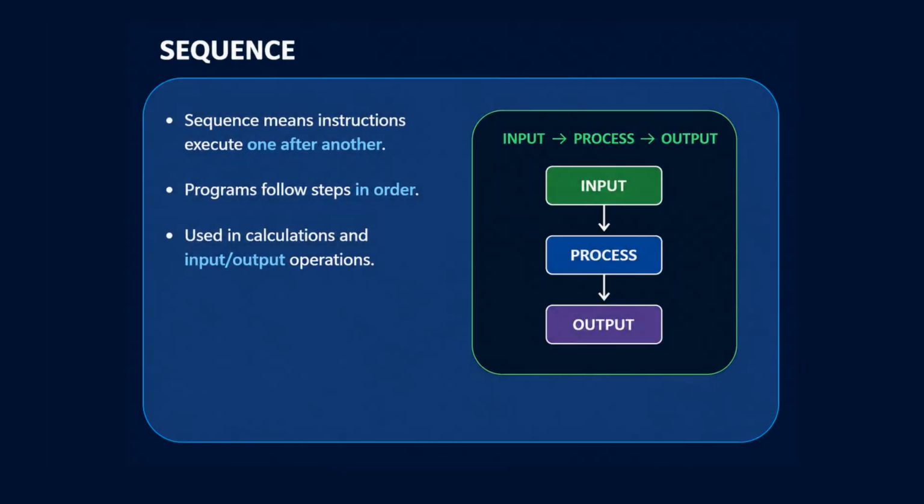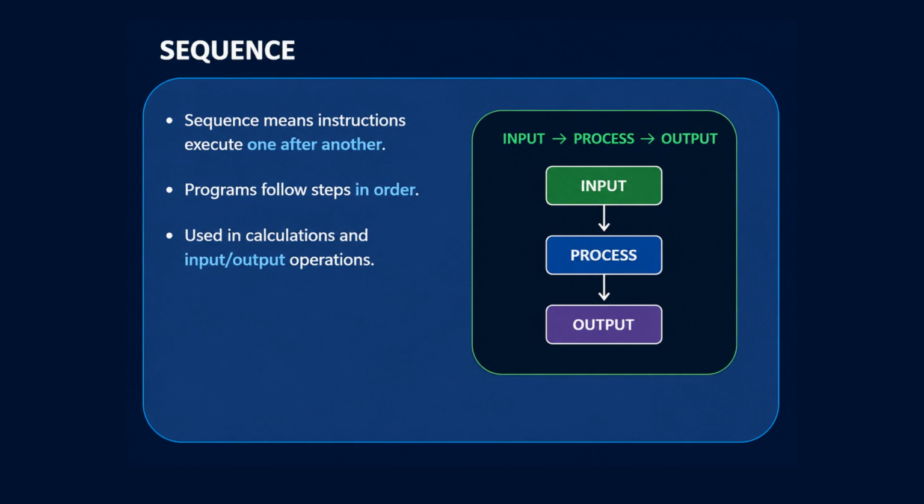Now let's learn about sequence. Sequence means instructions are executed one after another in the correct order. In programming, computers follow steps exactly as they are written. This is the simplest and most basic program structure. For example, a program may first take input from the user, then process the data, and finally display the output. As shown in the diagram, the flow starts with input, moves to process, and ends with output.